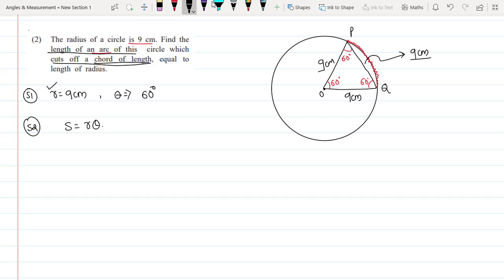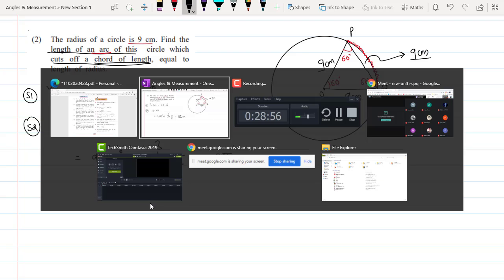Understood? So substitute the values here. R is how much? It's 9 centimeters. What is theta? It's 60 degrees, but I don't want it in degrees, I want it in radians. So 3 3, no, so what we have is 3 pi. Are you getting it? The answer is done, finished. Is it okay? Yes, sir. Perfect. Okay, now let's see the next one.